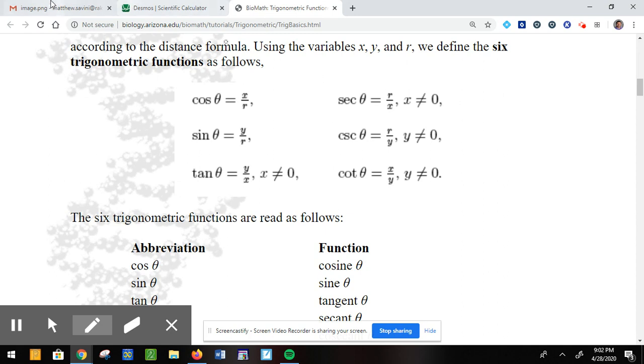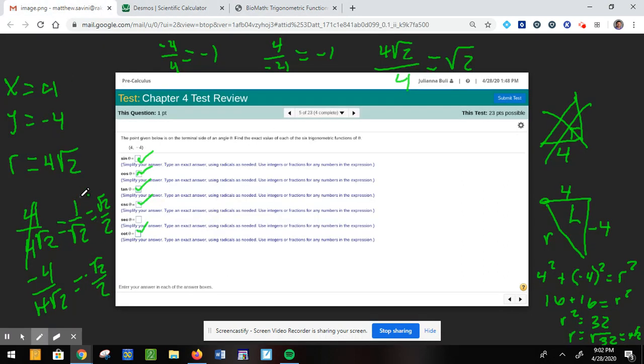Secant is r over x. So it'd be 4 root 2. Sorry for the confusion. Cosecant is r over y, so that one actually should be -4, which would have made this -root 2. So cosecant is going to be -root 2. Secant is going to be r over x, so that'll be 4 root 2 over 4. Again, 4's cancel, just get square root of 2. So again, secant in this case will be square root of 2. Cosecant will be negative root 2.